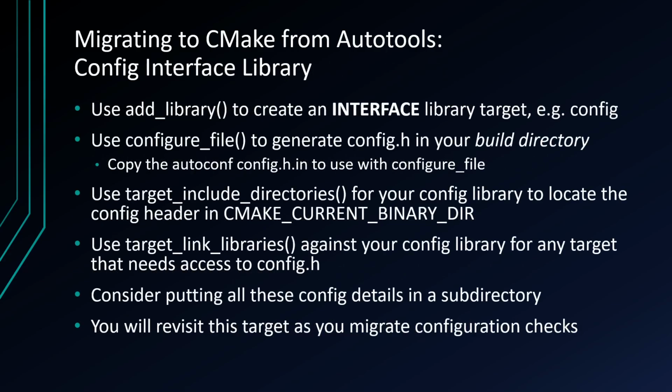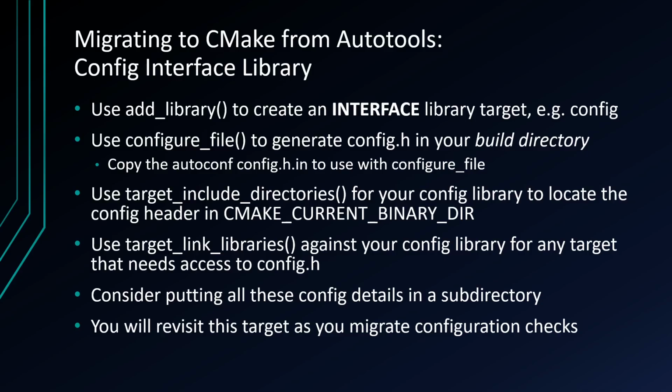So what that looks like specifically is you call add_library to create an interface library target, for instance, named config. You call configure_file to take a template and process it into an output file, so config.h.in, you made a copy of that. That's going to be processed by configure_file, and it creates a config.h. The config.h will be in your build directory, not in your source directory, because it's a generated file, right? It's a build product. The config.h.in, the template, that's a source file. That's in your source tree.